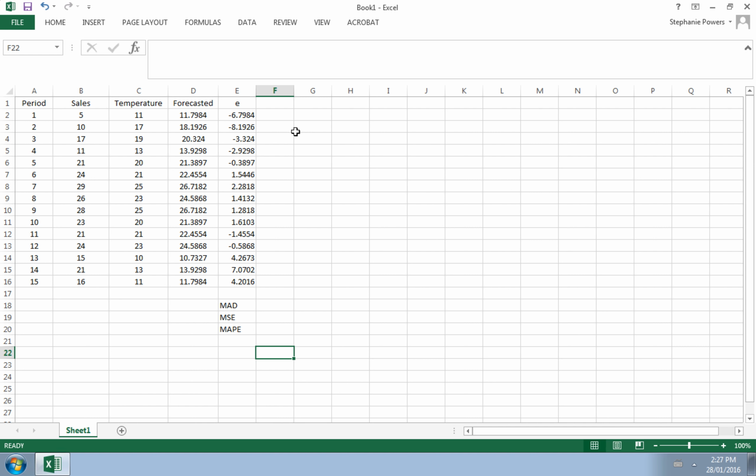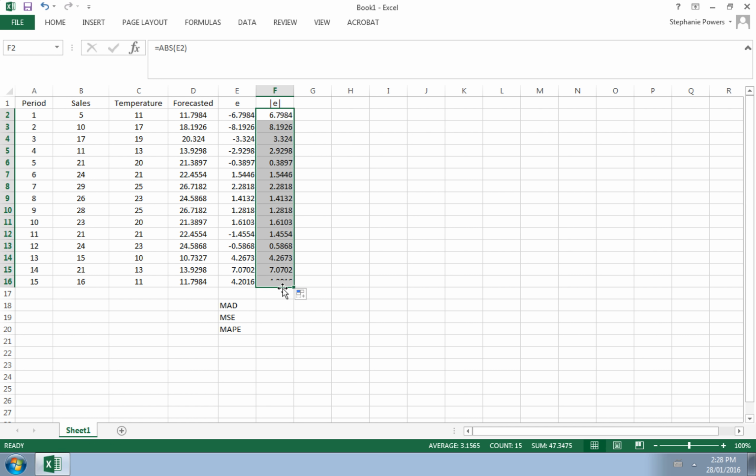To calculate mean absolute deviation, the first thing we need to do is to find the absolute value of our errors. This means we're taking out the negatives. We're making all the numbers positive. To do this in Excel, you type in equals ABS, open parentheses, select your forecasting error and close parentheses. Notice that our negative 6.7984 became a positive 6.7984. And we can drag this down so that we can find the absolute error for all of the periods.